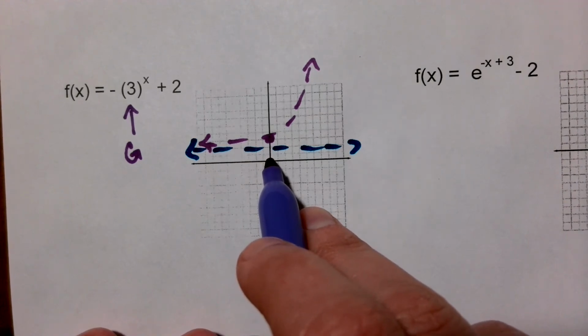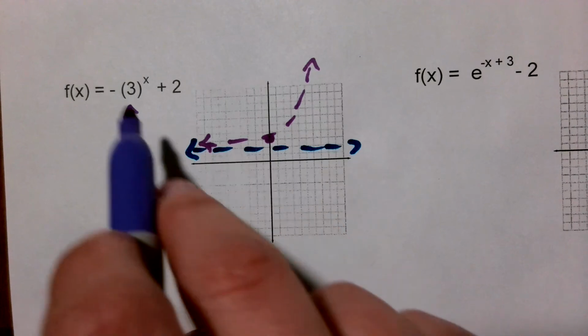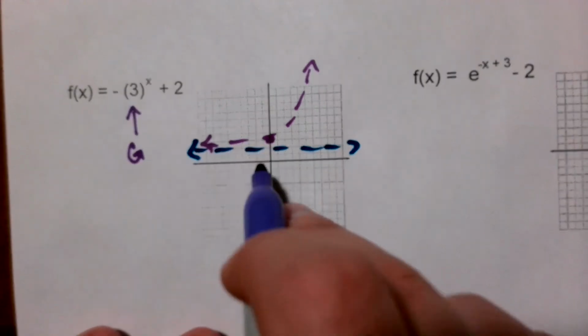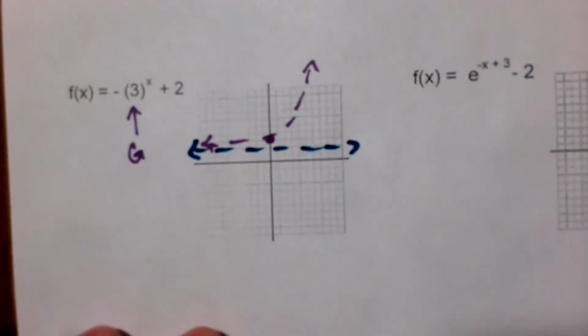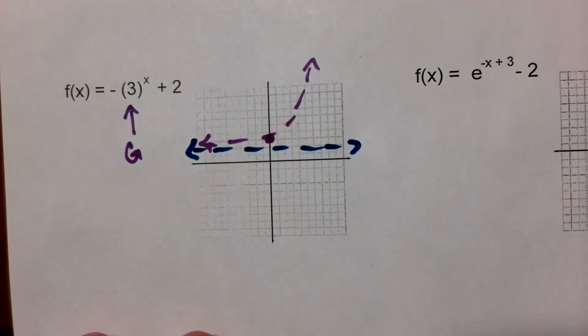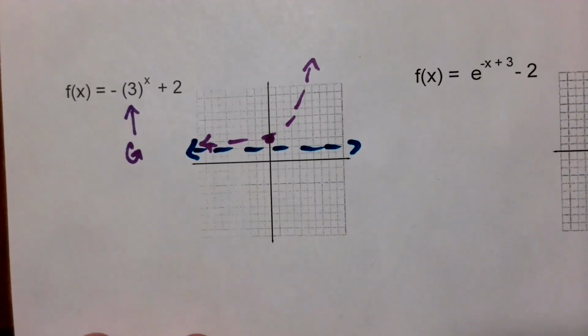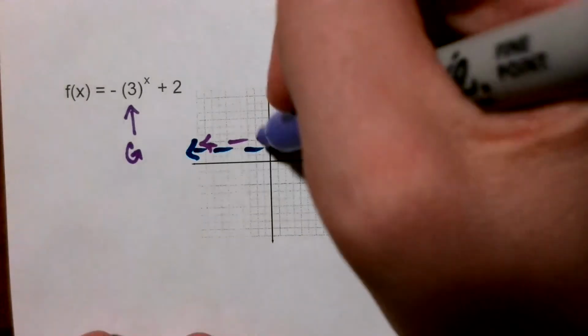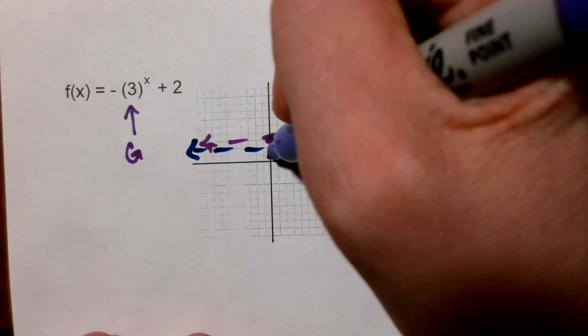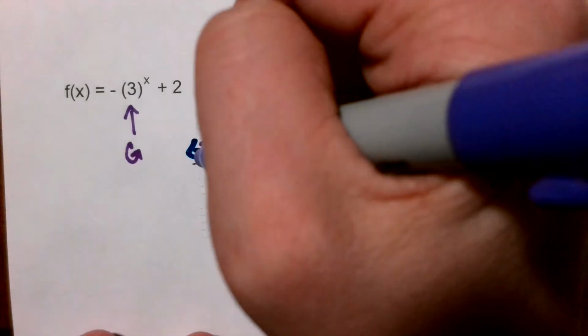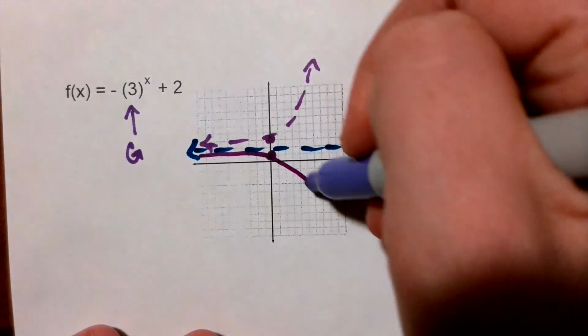Remember, you can always plug things in and see what happens. So if we plug this 0 in for x, 3 to the 0 power is 1. The negative's on the outside, so we have a negative 1 plus 2, which is 1. So it is just going to reflect right over that asymptote. It will be symmetrical about the asymptote.